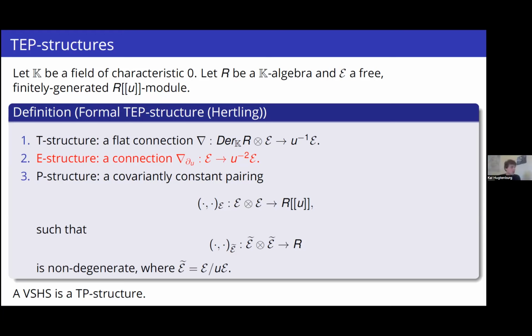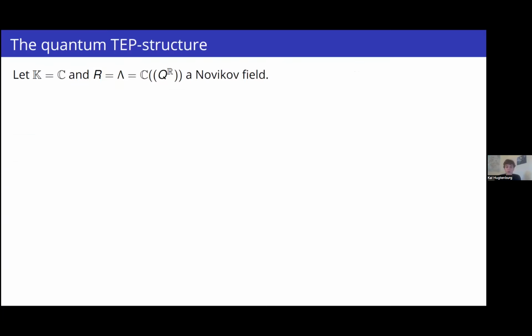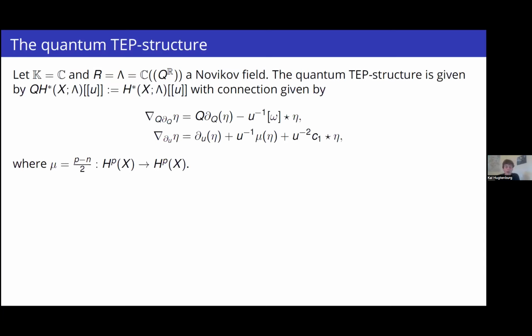Yeah. So let me give some examples of this. The first one is the quantum TEP structure. In this case, let's just work over the complex numbers, and our base ring is going to be the Novikov field. And what's the Novikov field? Just like formal power series in Q, but with coefficients in the real numbers. And then the quantum TEP structure is given by taking the cohomology of X with coefficients in the Novikov field, and you adjoin the formal parameter U.